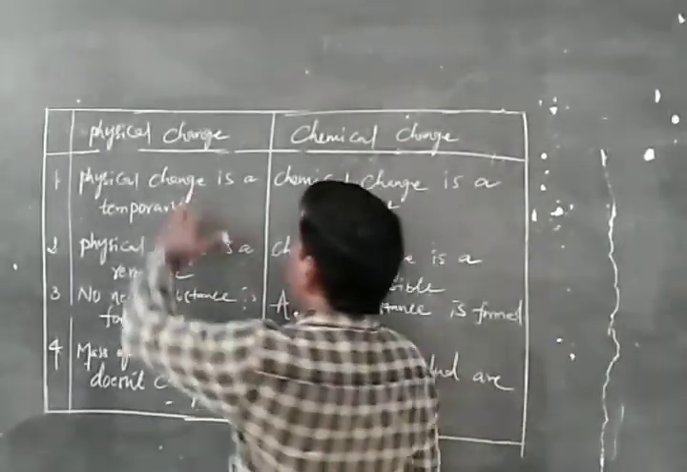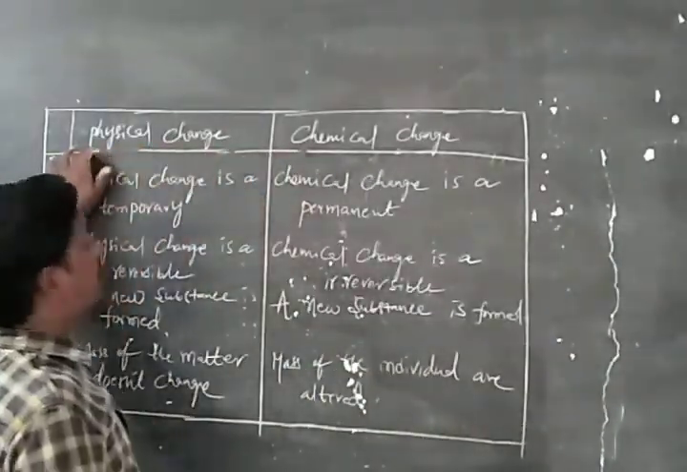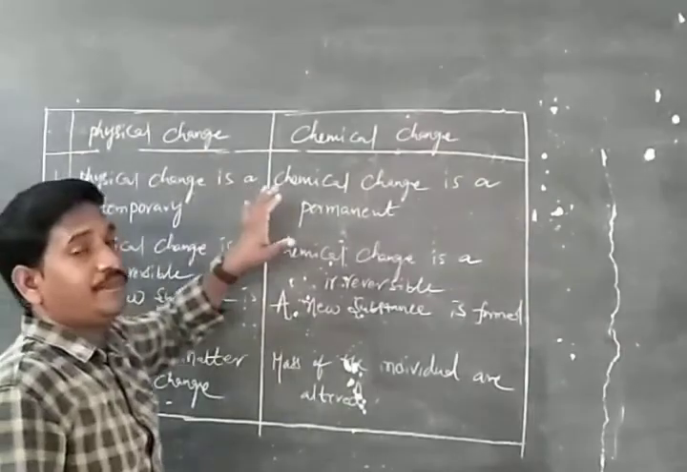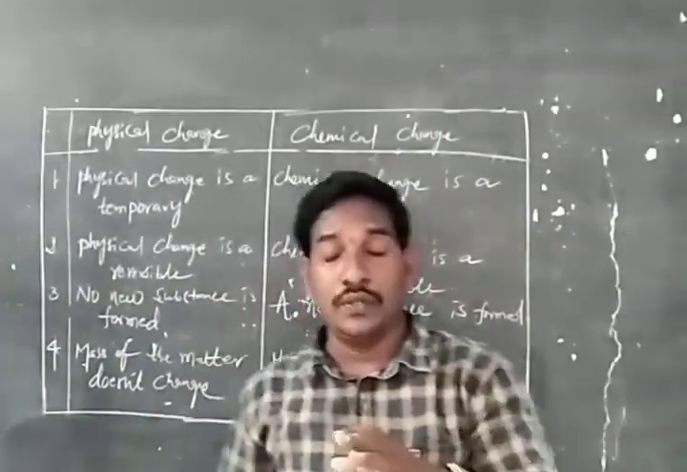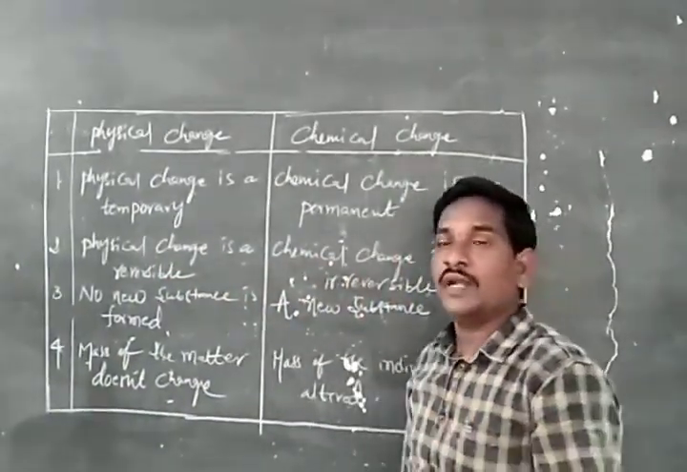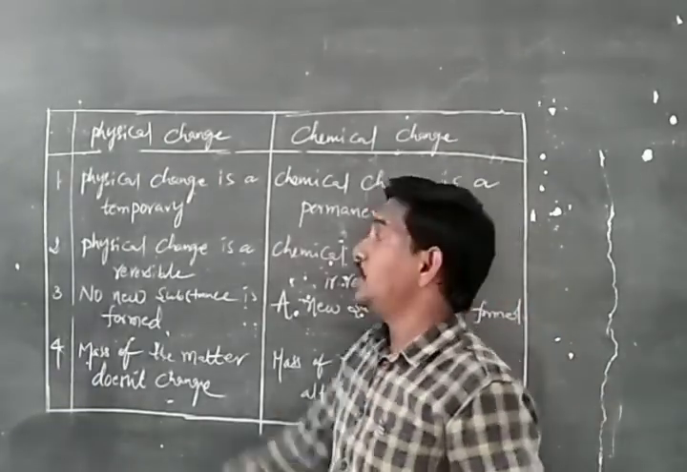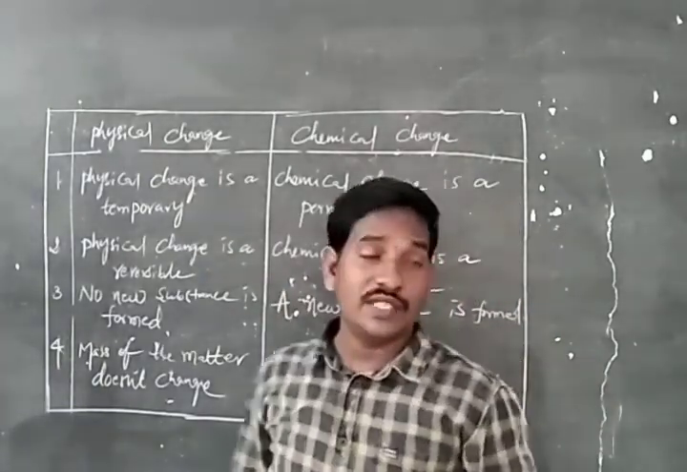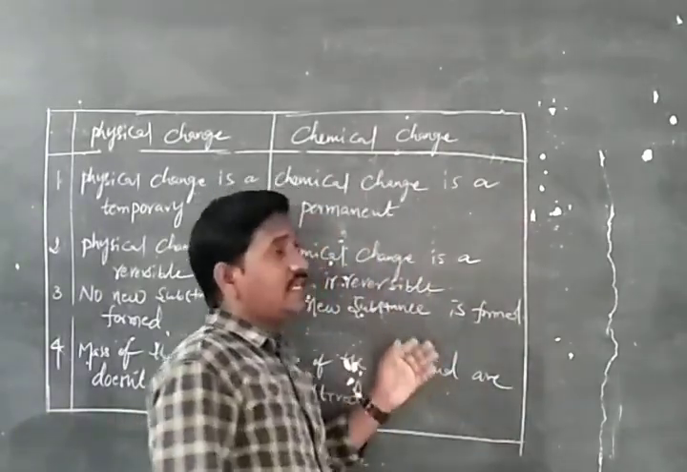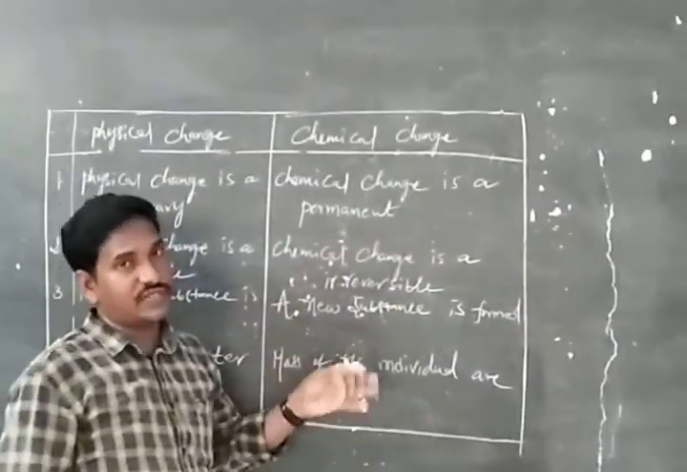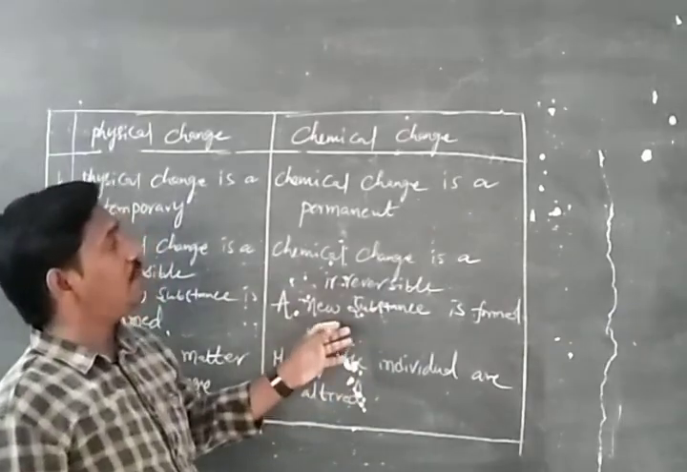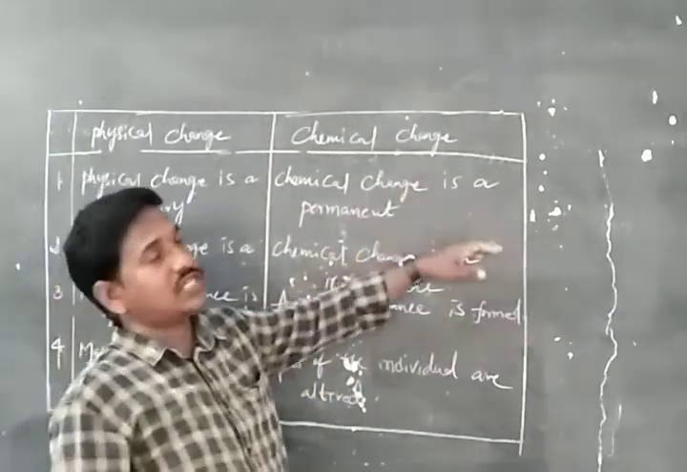So physical change and chemical change. What is meant by physical change? A change in which no new substances are formed and which can be reversed by reversing the conditions is called physical change. And what is meant by chemical change? A change in which a new substance is formed and which cannot be reversed by reversing the conditions is called a chemical change.